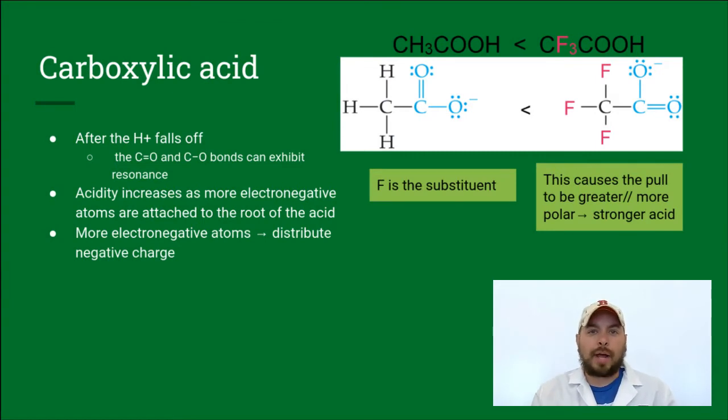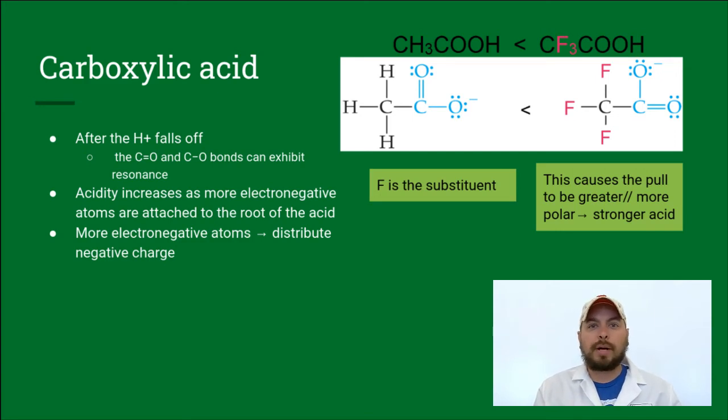Carboxylic acids are actually acids largely because of the stability of the conjugate base. Carboxylic acids, when they shed their hydrogen, inherently will have resonance because in the COOH, one of those oxygens is double bound. As a result of shedding off the hydrogen ion, the other oxygen will now participate in a resonance stabilization.